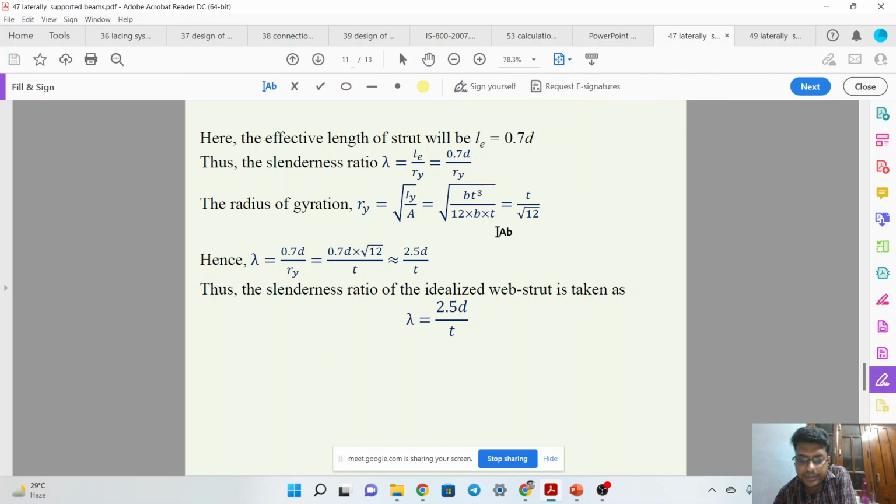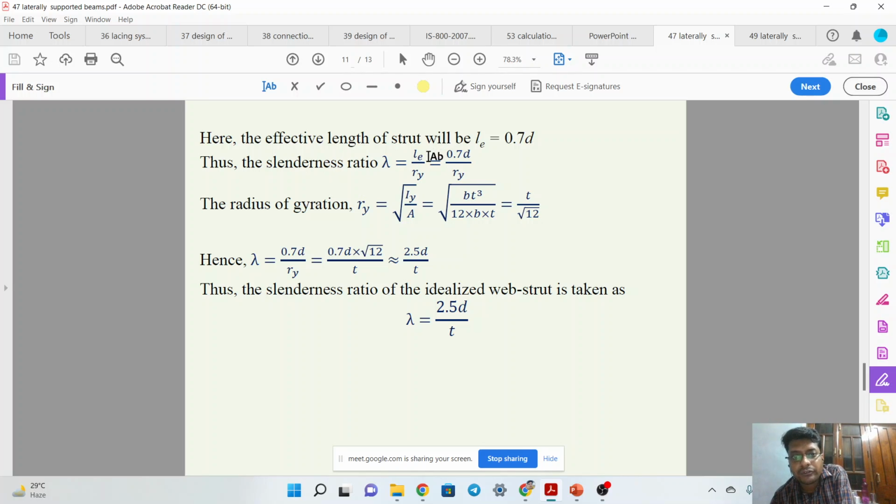So when you increase this radius of gyration, its slenderness value will decrease, because they are inversely proportional to each other. They are not directly proportional, they are inversely proportional.